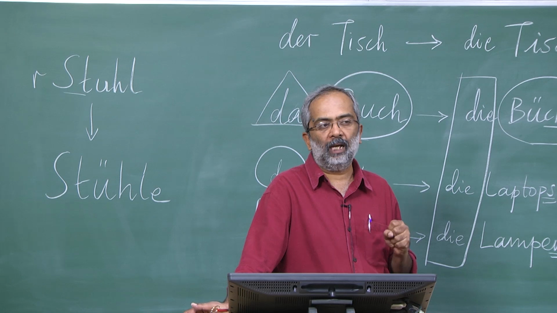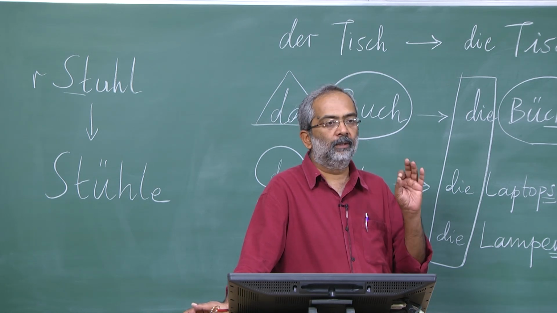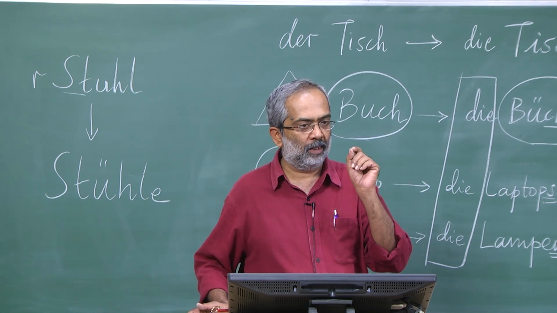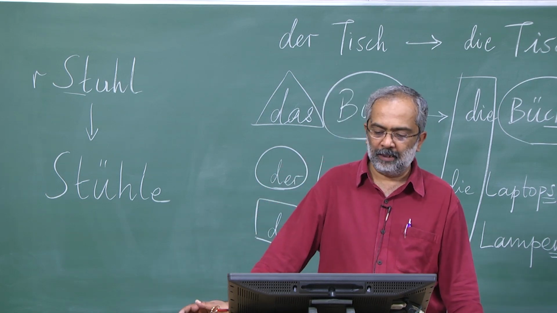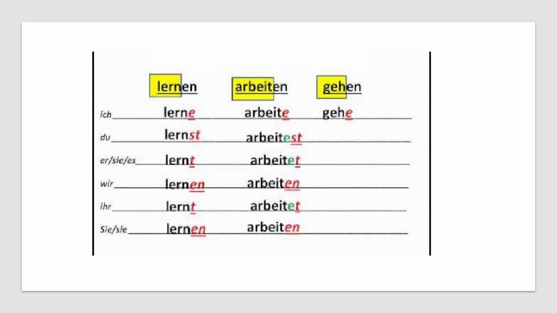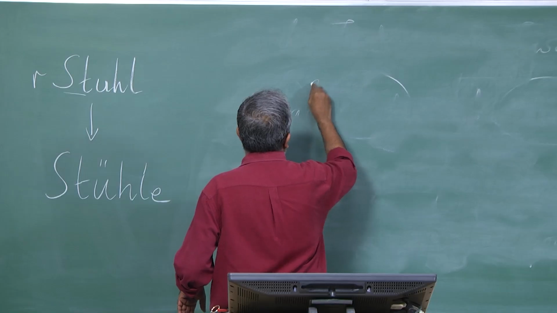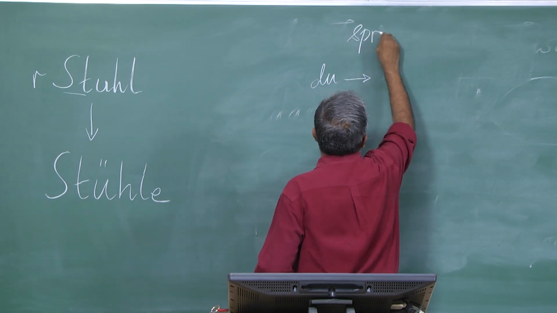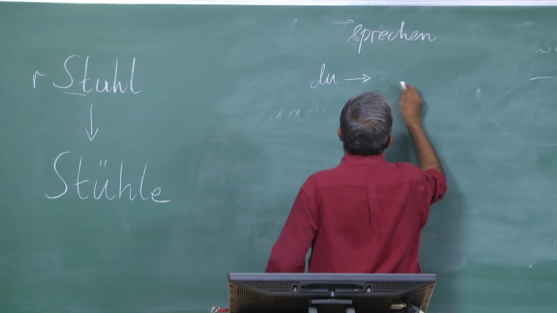Mostly what will happen is that every verb will have a vowel. Like kommen, for example, has the O as the vowel, or lernen has E as the vowel, the root vowel. What is the verb for to speak? Sprechen. What is the question that we ask? Welche Sprachen sprichst du? The verb itself is sprechen. Du.